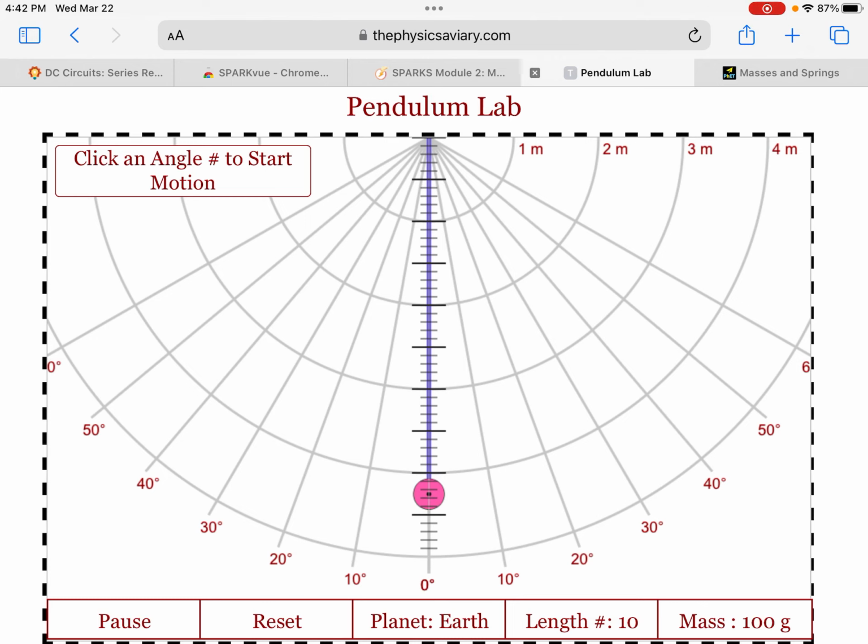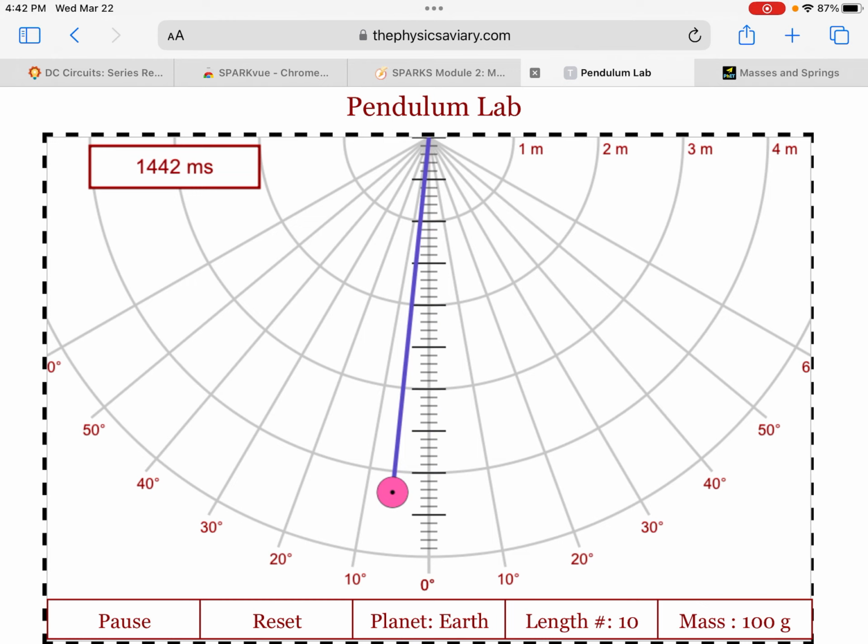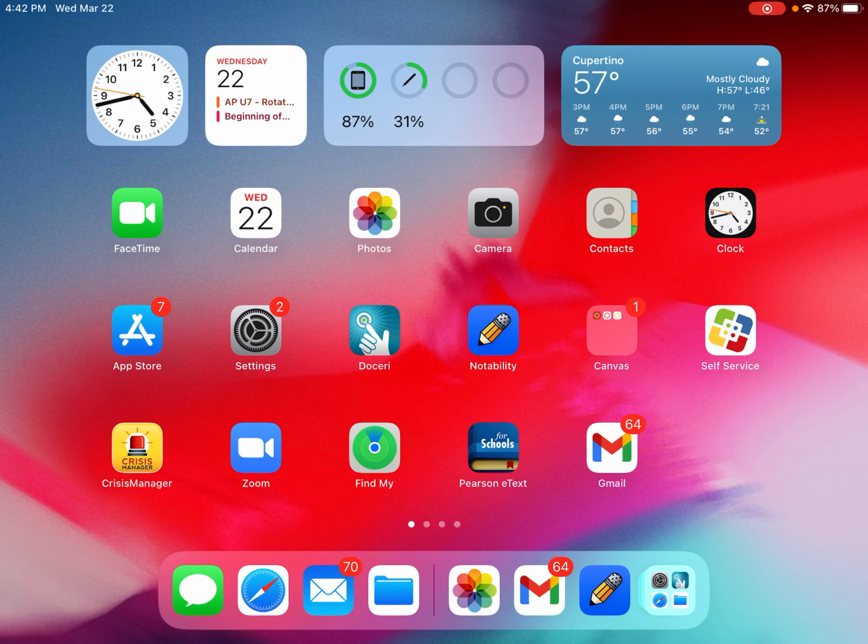Now we can talk about how much time it takes to do one oscillation. One complete oscillation would be from here, that's a half, and then back to here. That's 1.5. That's 2. So if we measure the time for one oscillation, that's the period. And then we can take the inverse of that value to get the frequency. I didn't mention that with the spring, so let's go back to the spring.